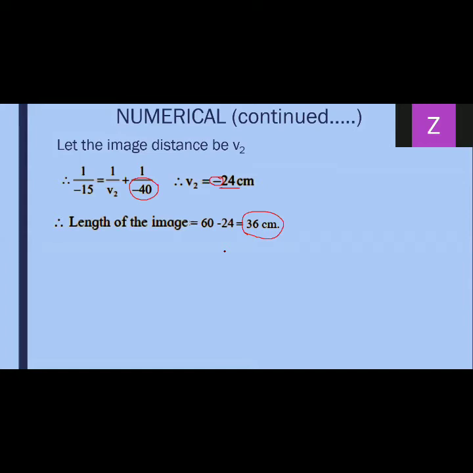Now, let's move forward. The next part, which you have not studied, which is from your 11th standard, is about aberrations, also called defects formed in an image. For that, we need to understand some prerequisites, some basics, some assumptions which we generally make.